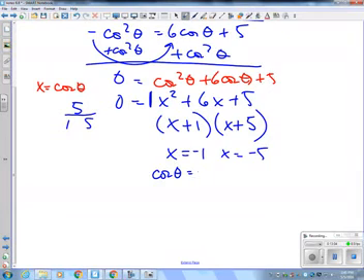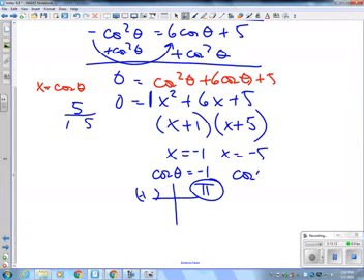So where is the cosine equal to -1? Well, the cosine is -1 over here at pi. So there's one answer. And where is the cosine equal to -5? Well, if you look at the unit circle, the biggest number on there is 1. The cosine is never going to be equal to -5 because it has to fall between 1 and -1. So we mark that one out. I can't get a solution from that. So our only solution is pi.